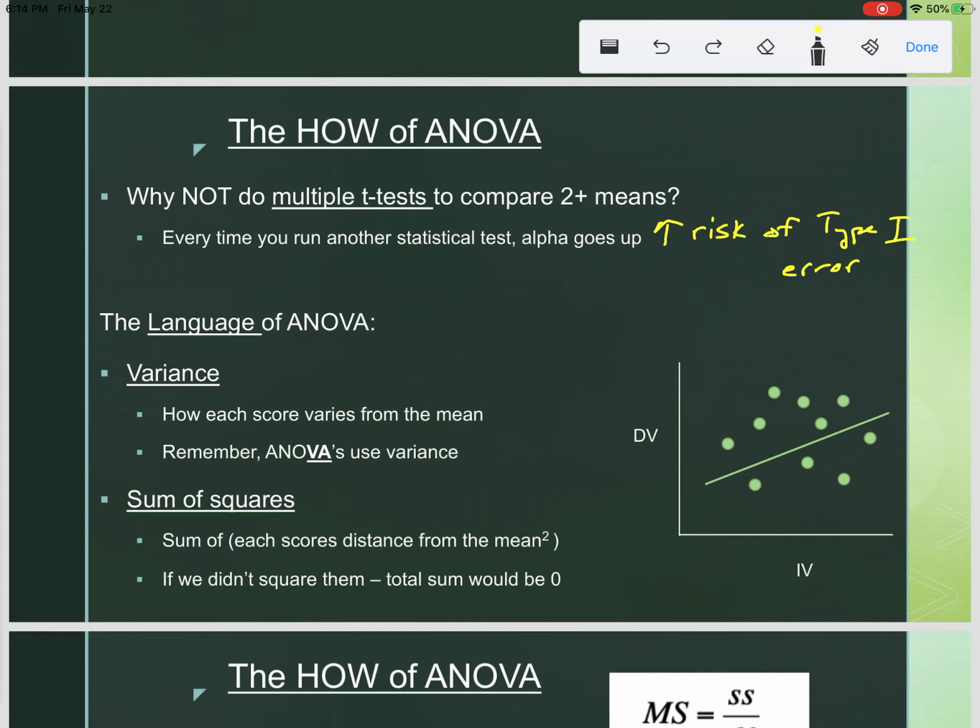So we've already talked about the fact that the ANOVA, per the name, analysis of variance, we're going to be talking about variance. What is variance? Variance refers to how each individual score varies from the mean. Sometimes a score will have a high variance from the mean. Sometimes it'll be closer to the mean or actually be the mean.